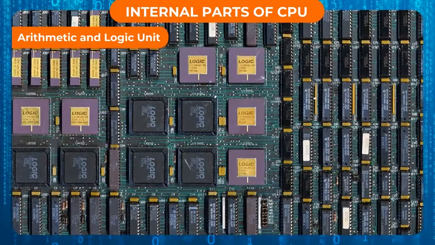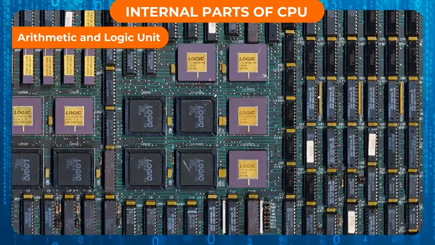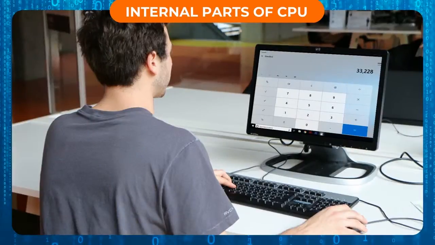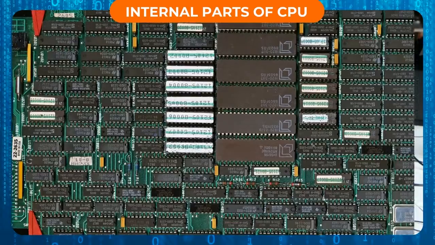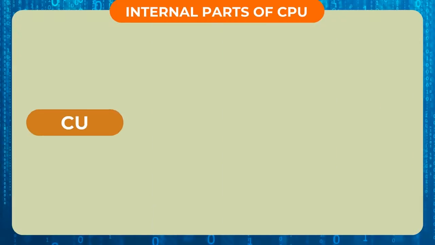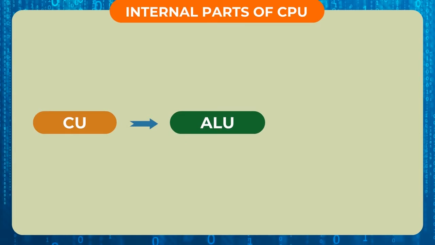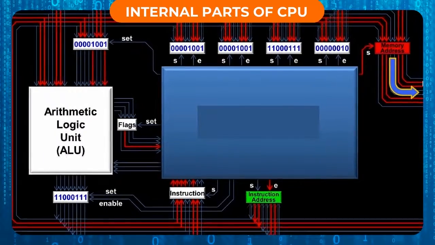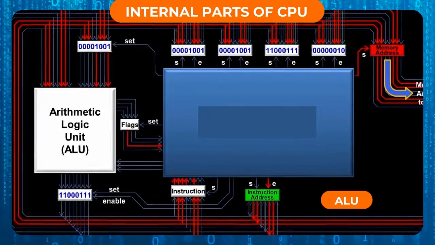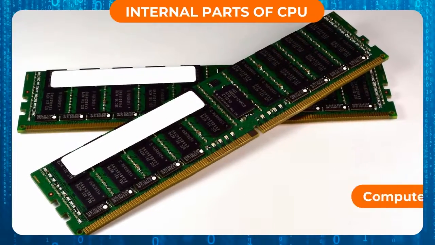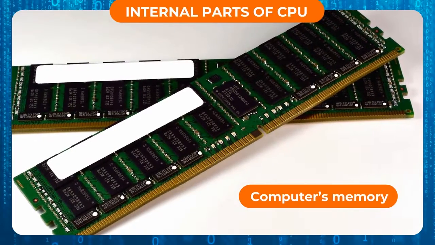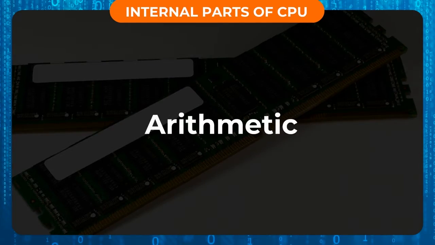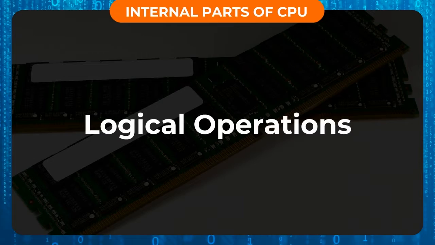Arithmetic and Logic Unit, ALU. As the name indicates, all the calculations are made in the ALU. The CU transfers instructions to the ALU for processing. After the information has been processed by the ALU, it is sent to the computer's memory. It is responsible for the arithmetic and logical operations.